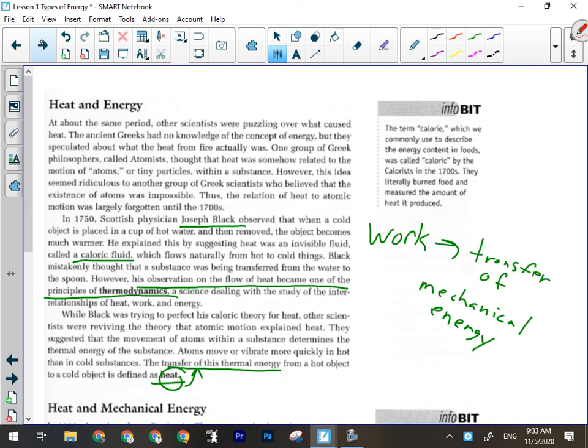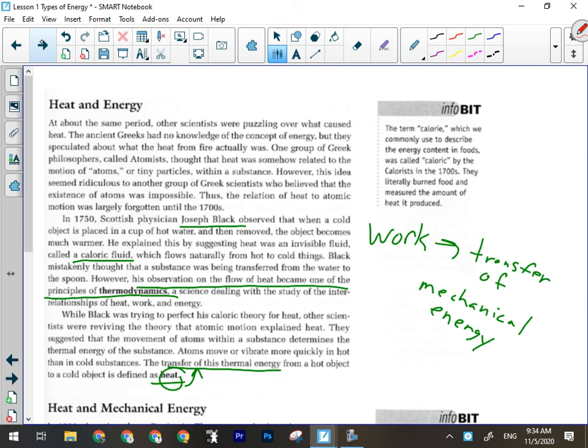Now, heat and energy is something that people understood those two things went together, but they didn't always understand how they went together. Okay, so in 1750, a physician named Joseph Black observed that when a cold object is placed in a cup of hot water, it gets hotter. Mind-bending stuff, okay? Now, why does that happen? Because the hot water has energy. It has thermal energy, which we typically call heat, but thermal energy is technically more correct. Okay? It has thermal energy and it can transfer.